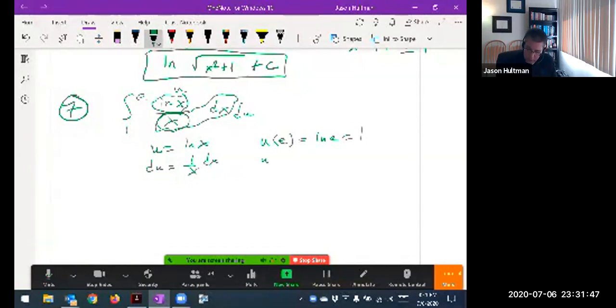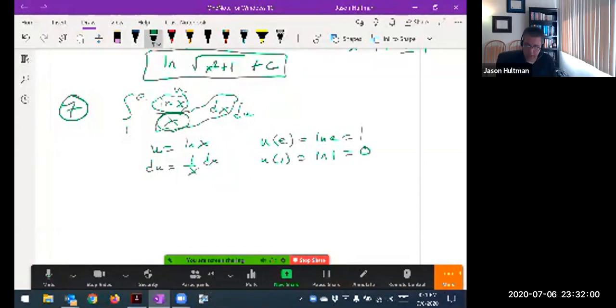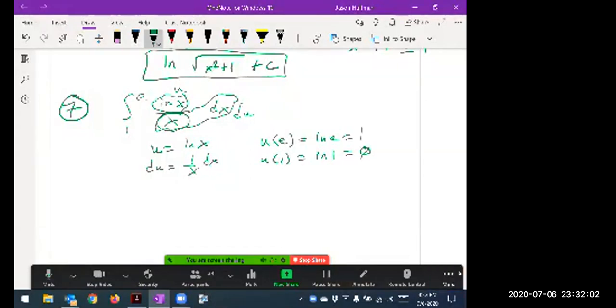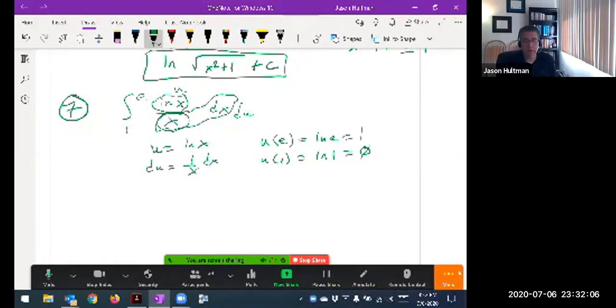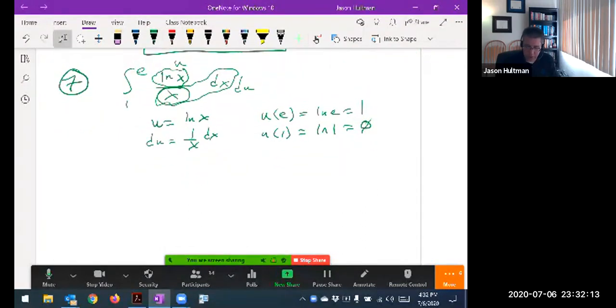Then what's the natural log of 1? It's 0. It does exist. You've got to know your logs, people. That's your homework, to review all those properties of logs. Why is the natural log of 1 equal to 0?